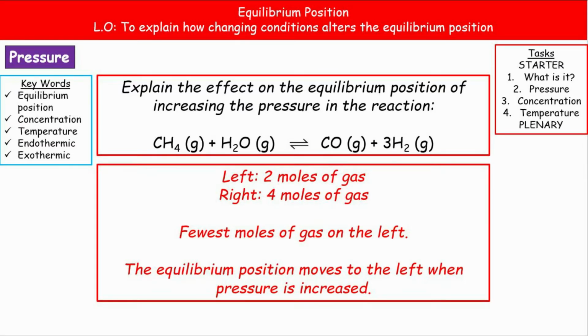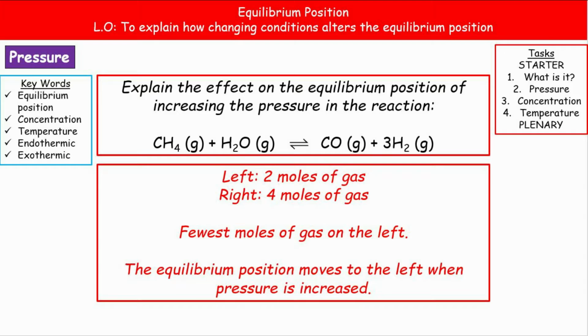Let's mark that answer then. So, explain the effect on the equilibrium position of increasing the pressure in the reaction. And then we got CH4 plus H2O makes carbon monoxide CO and 3H2. So first thing we need to do is have a look at our state symbols. All of them are gases, so we're looking at everything. Then we work out the number of moles of gas on the left hand side, which in this case we've got 1 mole of CH4 and 1 mole of H2O. So 1 plus 1 is 2. And then we do the same on the right there. We've got 1 mole of carbon monoxide and 3 moles of hydrogen. So 1 plus 3 is 4 moles of gas.